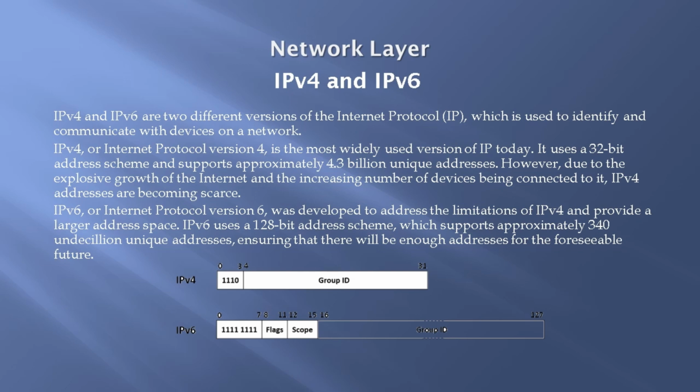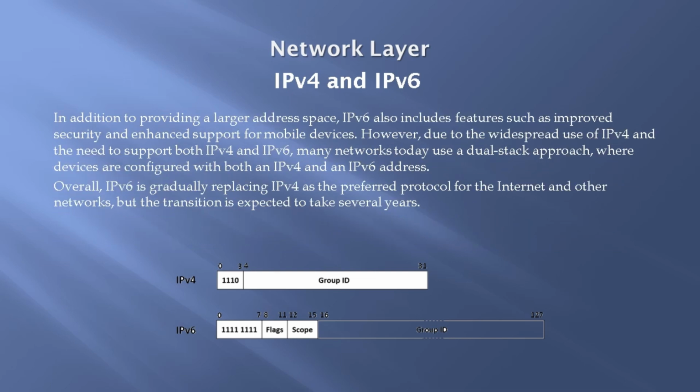However, due to the explosive growth of the Internet and the increasing number of devices being connected to it, IPv4 addresses are becoming scarce. IPv6, or Internet Protocol version 6, was developed to address the limitations of IPv4 and provide a larger address space. IPv6 uses a 128-bit address scheme, which supports approximately 340 undecillion unique addresses, ensuring that there will be enough addresses for the foreseeable future.